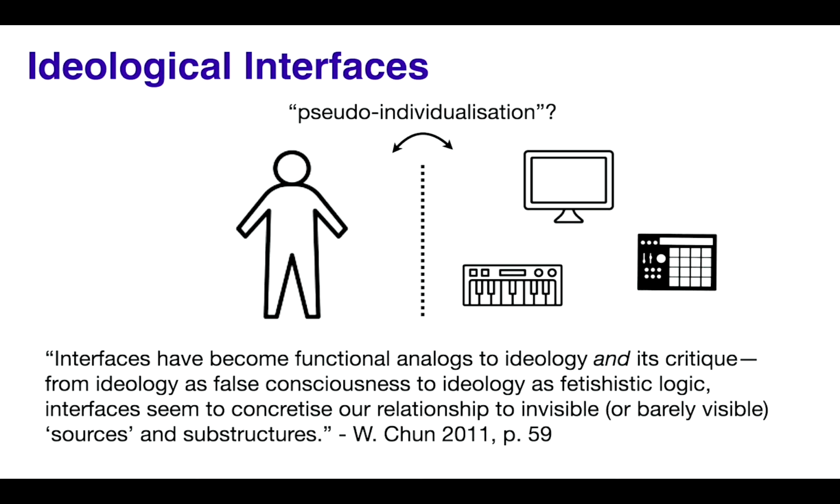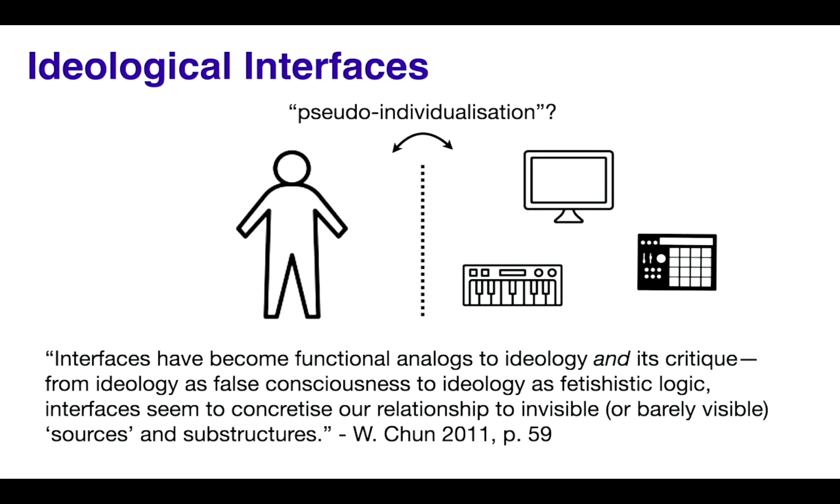So here we're talking about mapping, and with this slide I just want to suggest that this is in line with people like Wendy Chun, that any kind of mapping is always also a being mapped, right? So she puts this in terms of ideological critique, saying that ideology as false consciousness or ideology as fetishist logic, in both cases, interfaces seem to concretize our relationship to invisible sources or substructures. So things like keyboards, the way that they create an invisible link between the user and 12-tone equal temperament, for instance, or drum machines and their link to an invisible source of metric hierarchies in Western classical music. These create invisible links between the user and the technology and the systems that those technologies are representing.